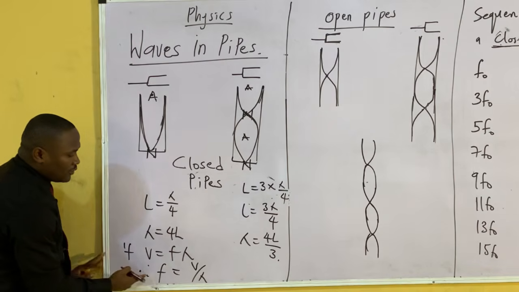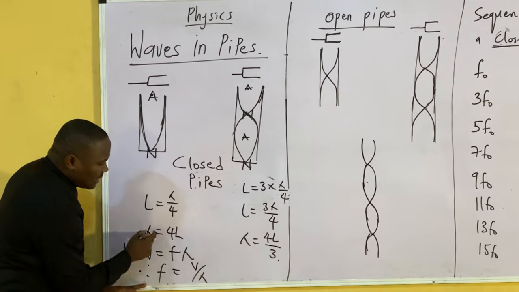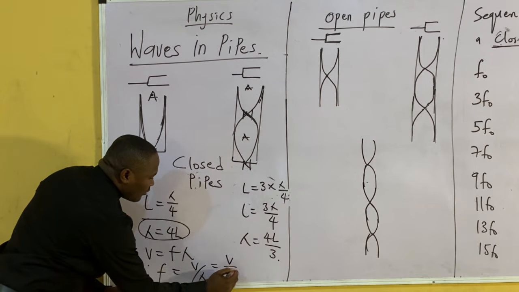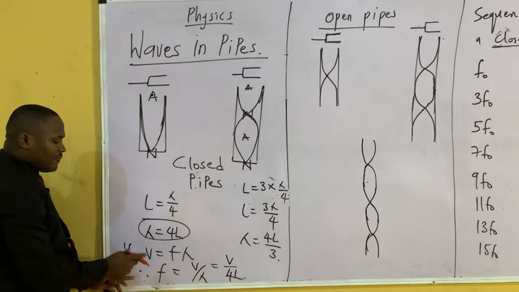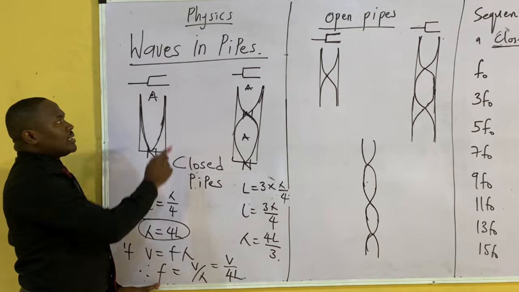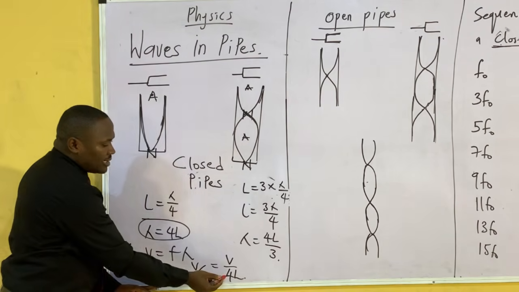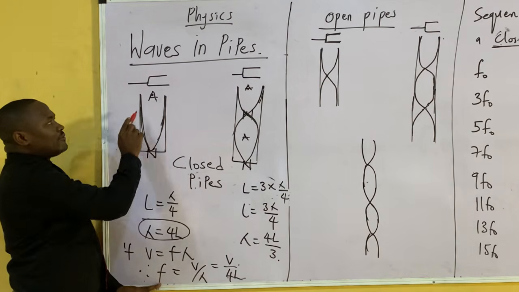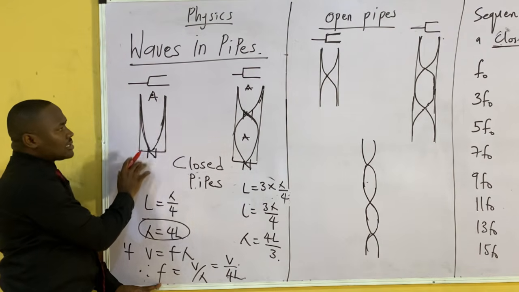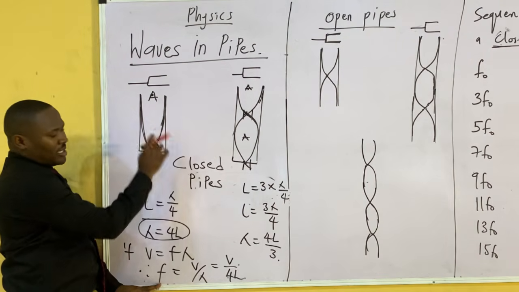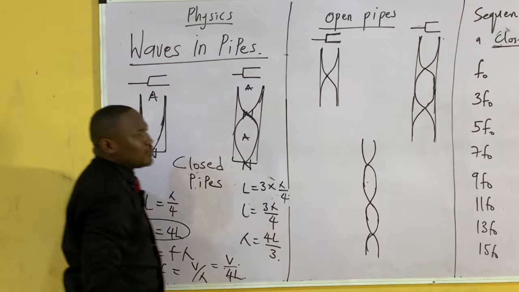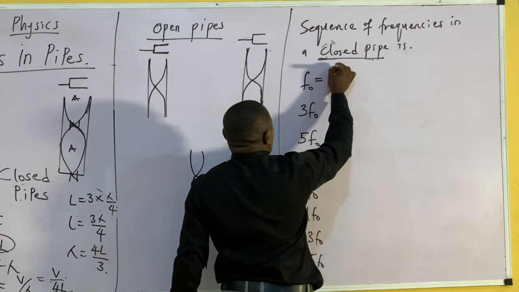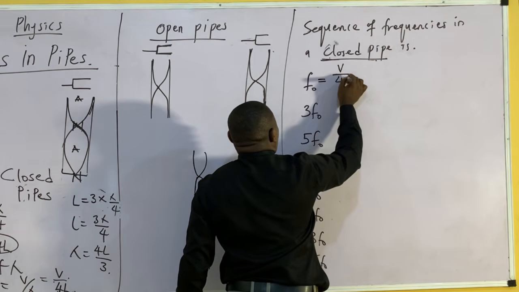Now, if F equals V over lambda, what is lambda? Lambda equals 4L, so F equals V over 4L. So it means that the first frequency we could get in a closed pipe is V over 4L. I reiterate, the first frequency of a closed pipe is equal to V over 4L.